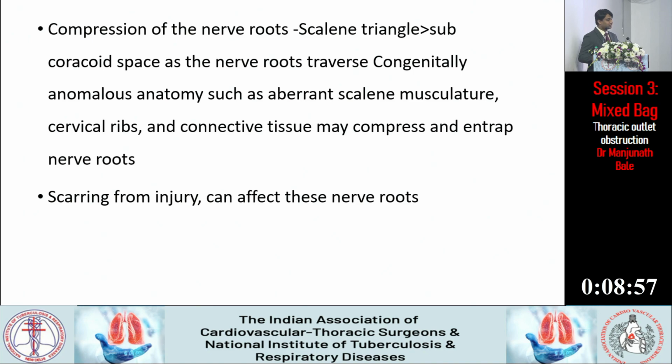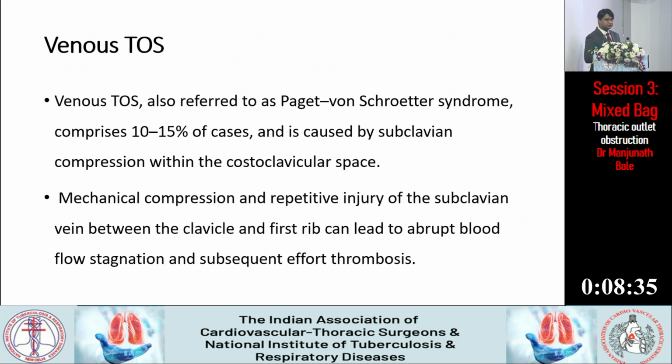Compression of the nerve roots, as we saw in the anatomy, can happen in the scalene triangle as well as in the subcoracoid triangle, but more commonly in the scalene triangle. There can be an abnormal aberrant muscle in the scalene itself which can cause this. There can be connective tissue thickening which can cause it, or the cervical ribs which can cause entrapment of nerves. Scarring from injury can also lead to these side effects.